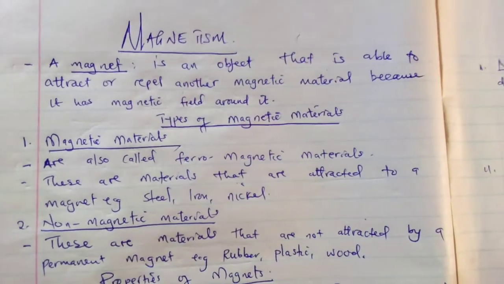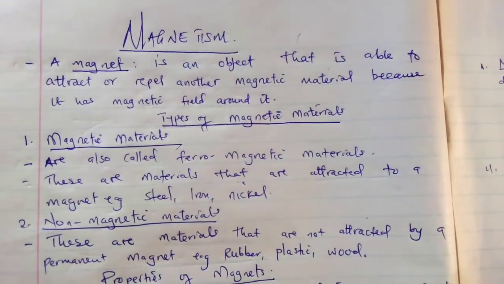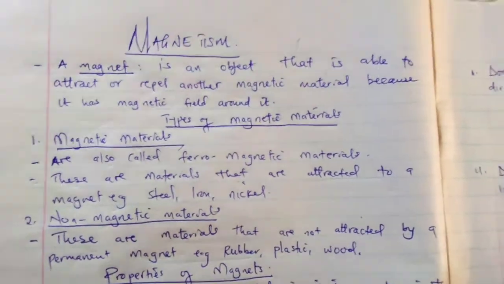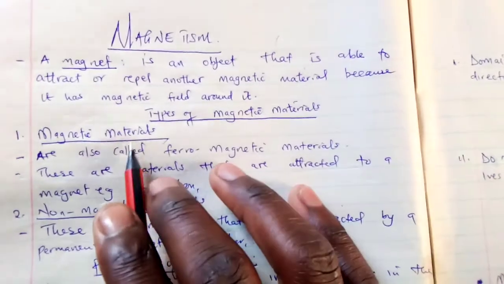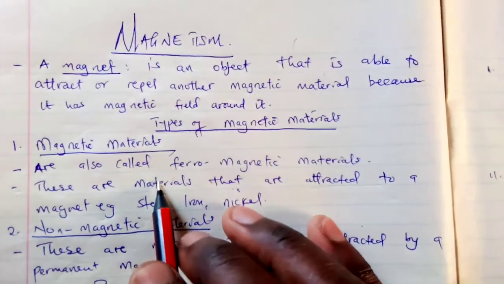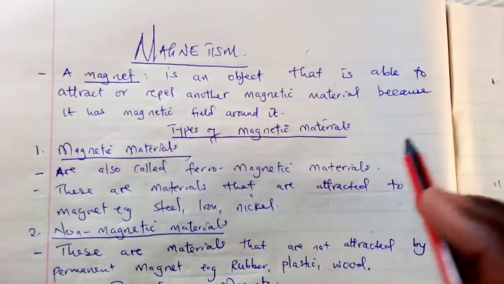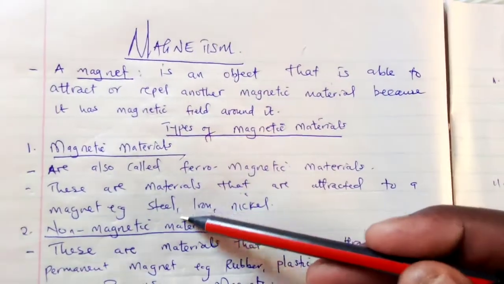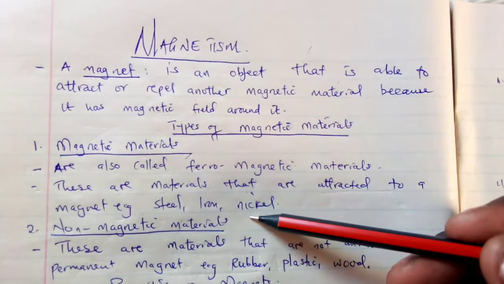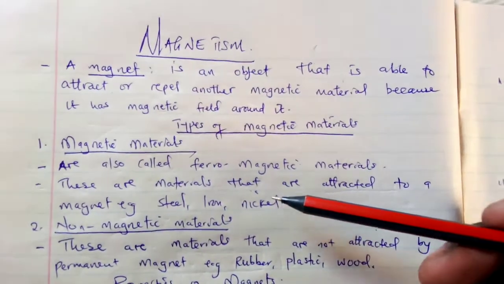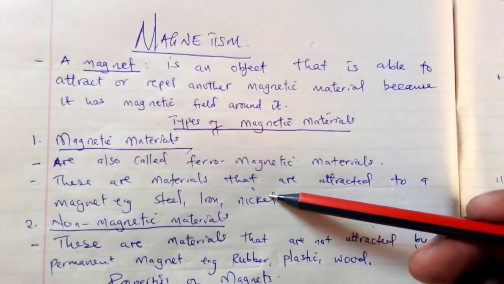Now, materials are of two types as regard to magnetism. There are those materials that are called magnetic materials, and the other name is ferromagnetic materials. These are materials like steel, iron, nickel. Now, these materials, when you bring them near to a magnet, they can be attracted.